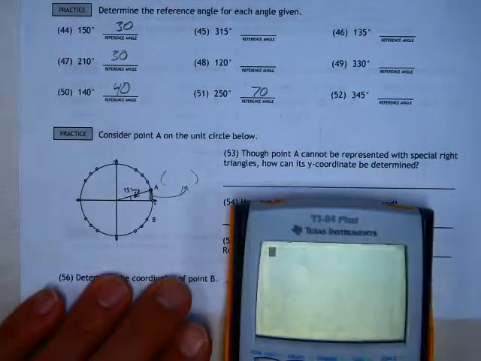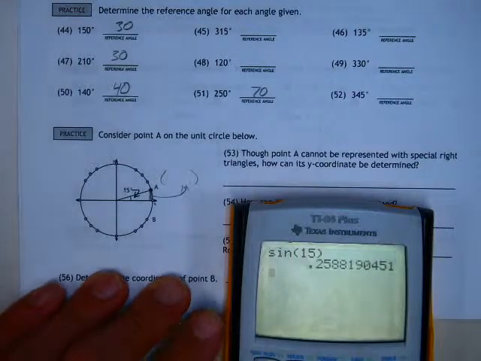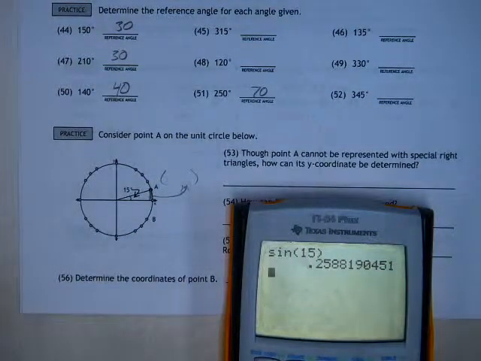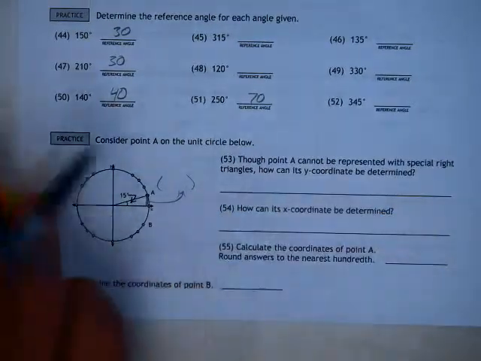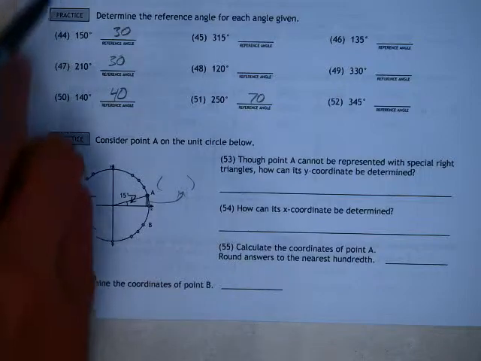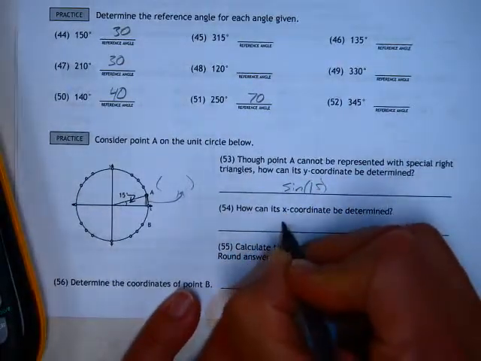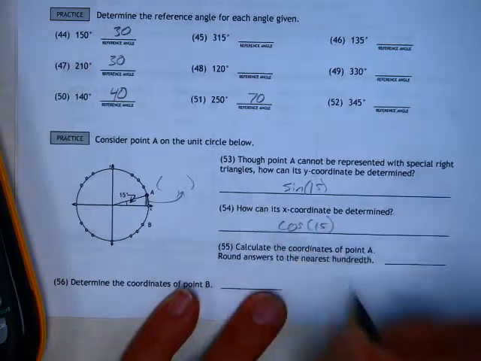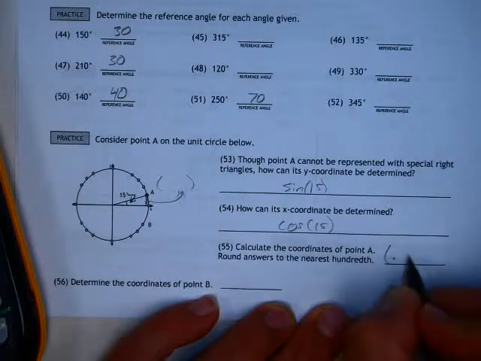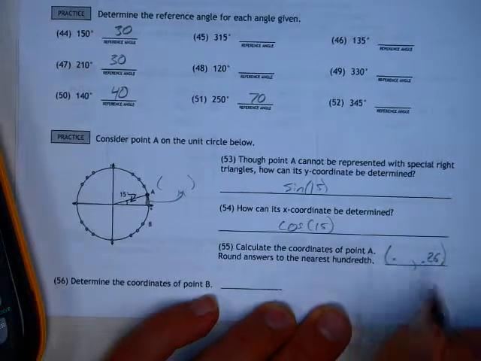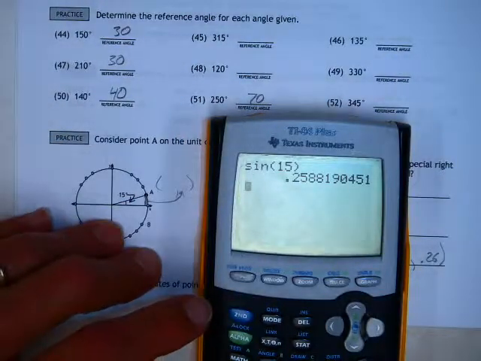So if I take the sine of 15 degrees, that gives me 0.258, which really, if we're rounding to hundredths, sine of 15, and here the x coordinate's a cosine of 15. Okay, round the answers to nearest hundredth. As you saw, we had 0.26 would be that rounded to 2 hundredths.